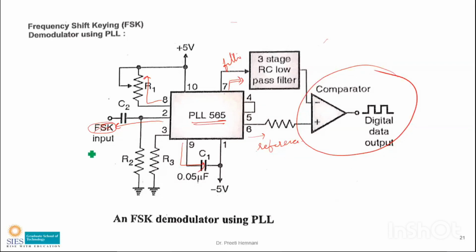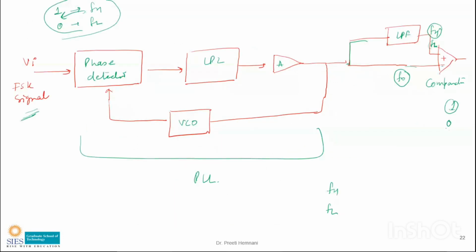Now when we apply the FSK signal at the input, it gets locked to the input frequency, and the VCO will track the input frequency between the two frequencies FH and FL. Once it is locked, this frequency will be F0. Now it will be tracking only. This is called the locked frequency. This is F0. Once it is locked to the carrier frequency, then when we increase the frequency, it will track FH or FL.